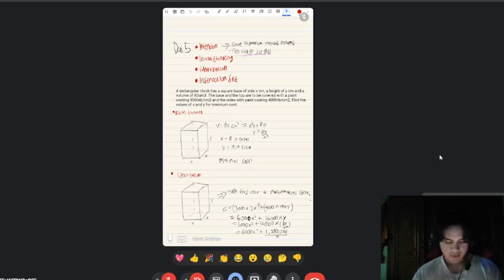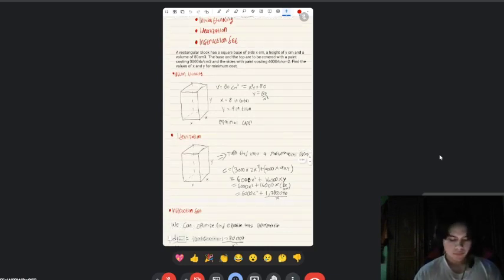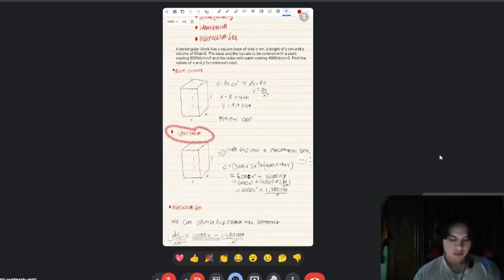And we're asked to find the minimal cost. So we're asked to optimize the values of x and y. Now we can get straight to idealization. From here on, we can get the formula for the cost for the rectangular block, and we can turn this into a mathematical form as said here.